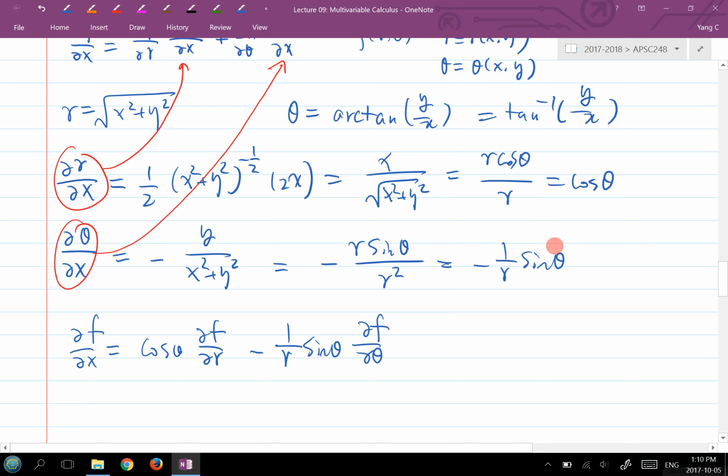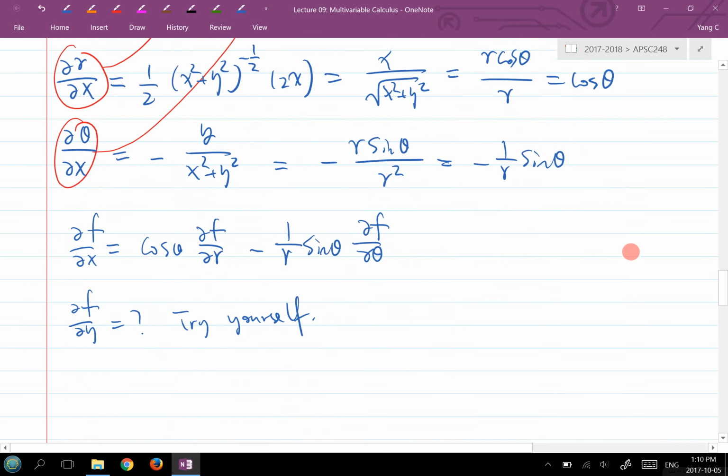I want you to try yourself. What's the partial f over partial y? Just try yourself. So the relationship here essentially is, when you have a different coordinate system, taking partial derivatives back to the corresponding coordinate system variables, and that's basically how you would be able to juggle between all of the different things here.